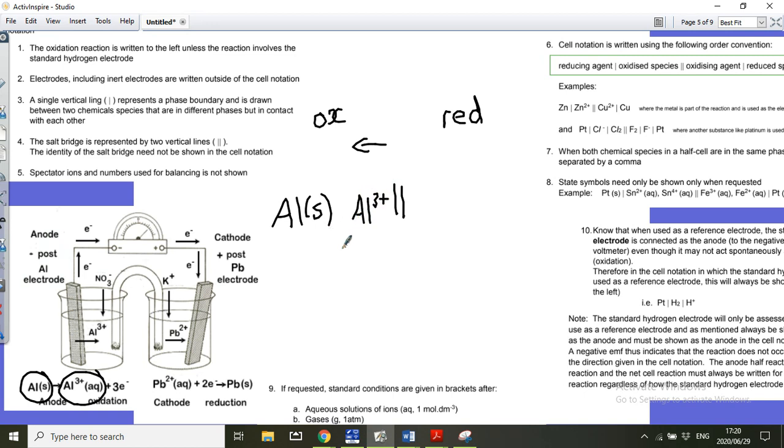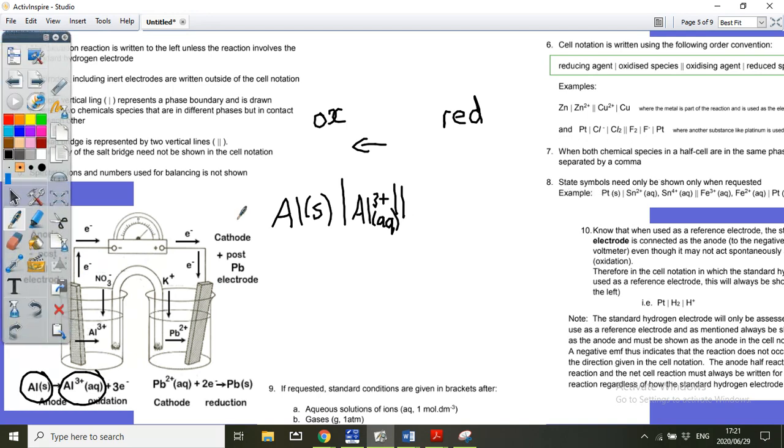We don't have to worry about the balancing at all in our cell notation. Now, read your question and see if they want phases or not. If these two are in different phases, we're going to put a solid line between them. If they are in the same phase, that's one of your rules, then they will be separated by a comma.